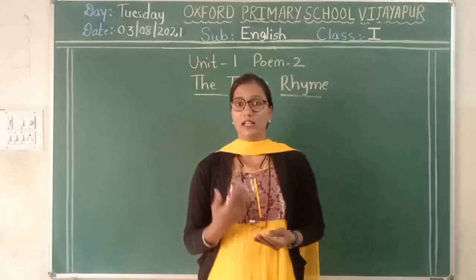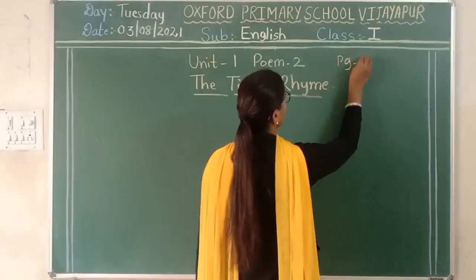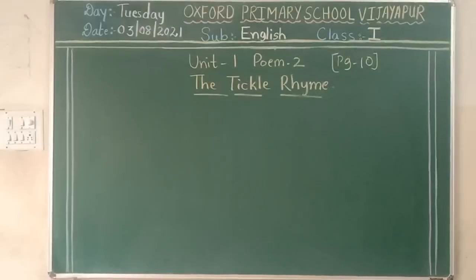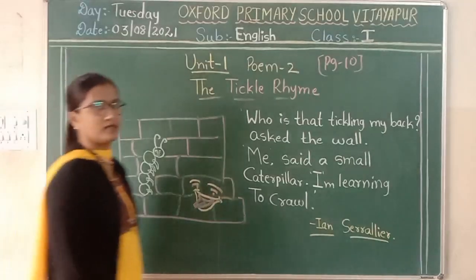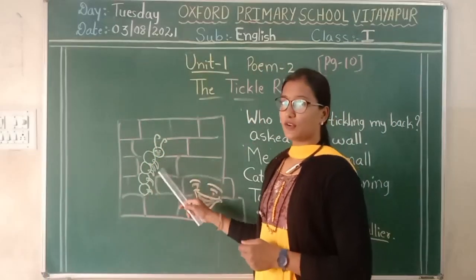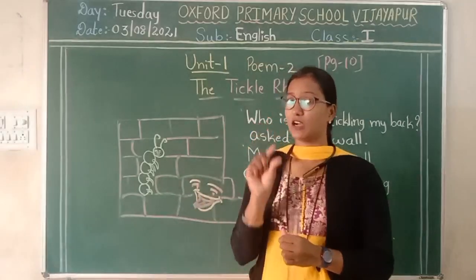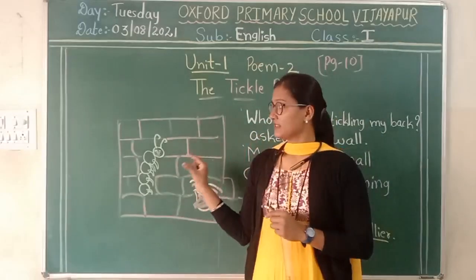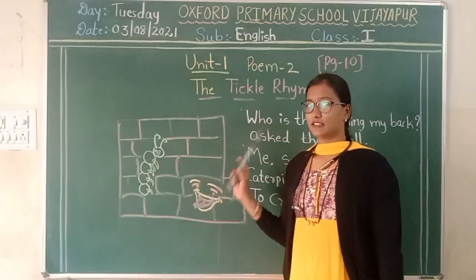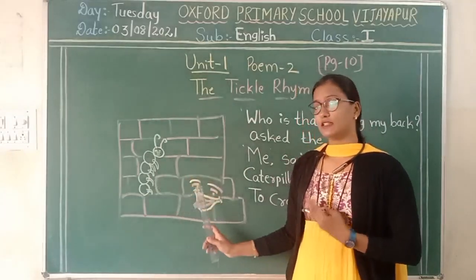We will read the poem. Open the textbook, page number 10. Okay, open it. See children, I have drawn a picture of a small, what is this? Caterpillar, right? Baby of a butterfly. How does the butterfly form? First, it is a small caterpillar. See, this poem is all about the conversation between a caterpillar and the wall.